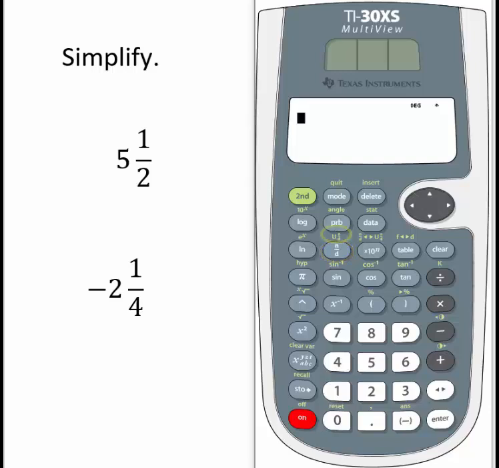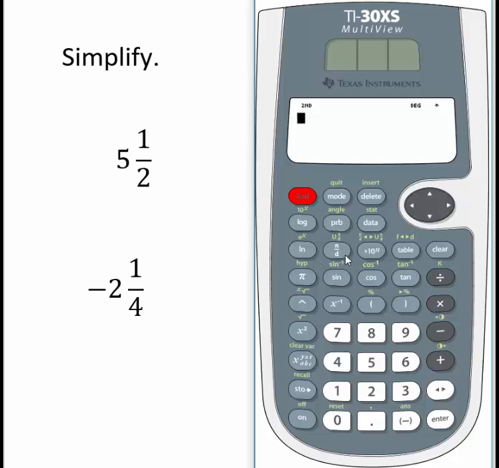Written above the fraction button is a secondary function that we will use to enter a mixed number. The symbol for a mixed number is a u written in front of the fraction symbol n over d. The u stands for the unit, or the whole number part of the mixed number. To enter the mixed number 5 1/2, we must first select the second button. The second button is located in the first row of buttons on the far left under the main window.